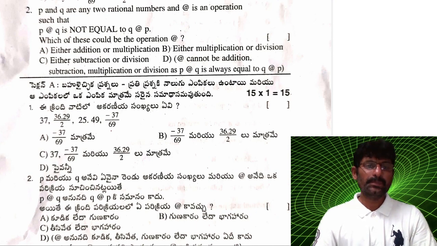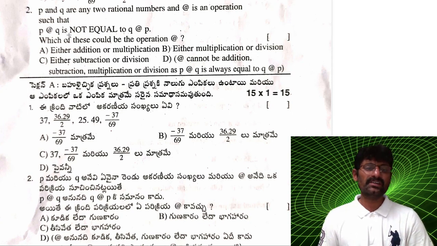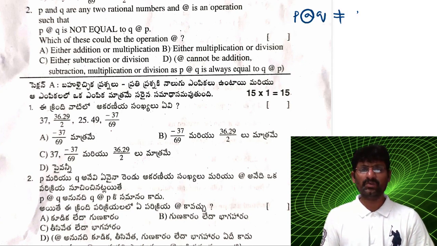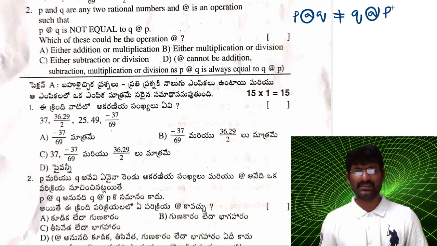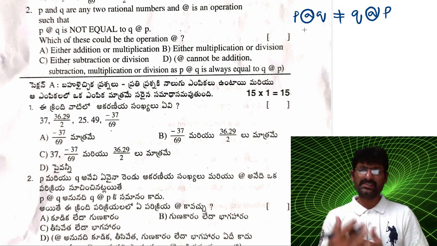Second problem. p and q are any two rational numbers and @ is an operation such that p @ q is not equal to q @ p. You don't need to be confused about this @. This @ is nothing but an operation. Operation means you can take addition, subtraction, multiplication, division or any other operation also.